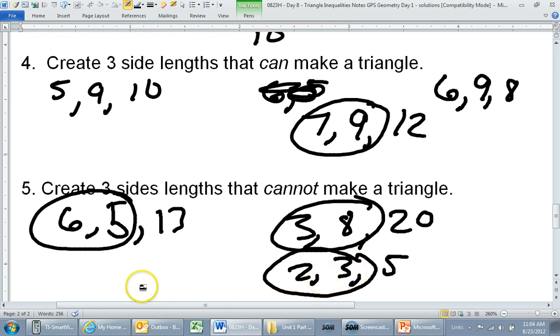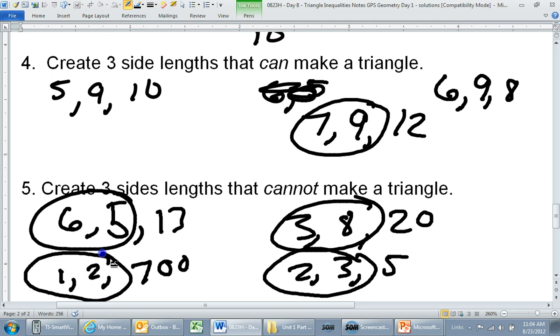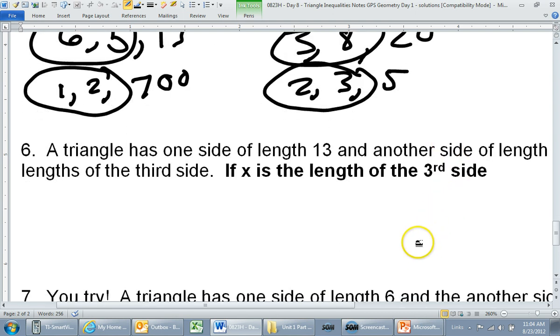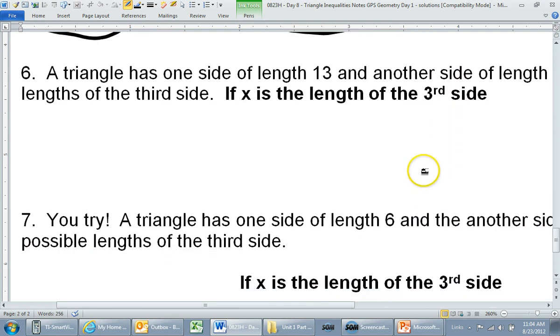One more? 1, 2, and 700. That would definitely be a no. Because 1 plus 2 is only 3. That's not enough. No es suficiente. It's close, I guess. All right, let's move on.